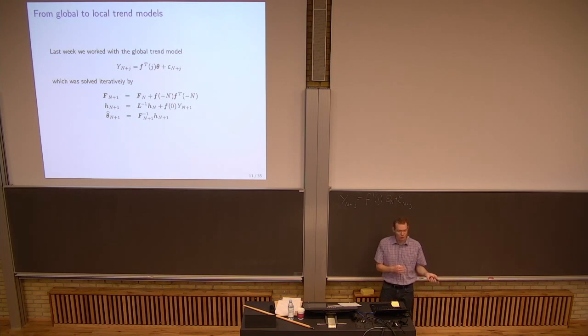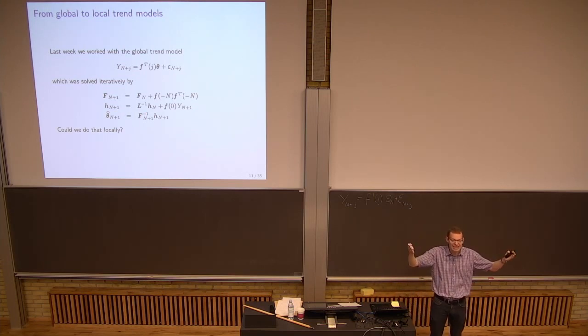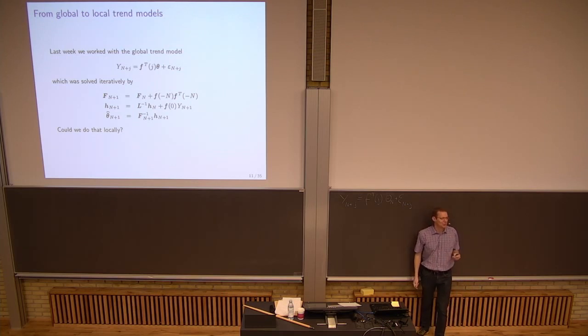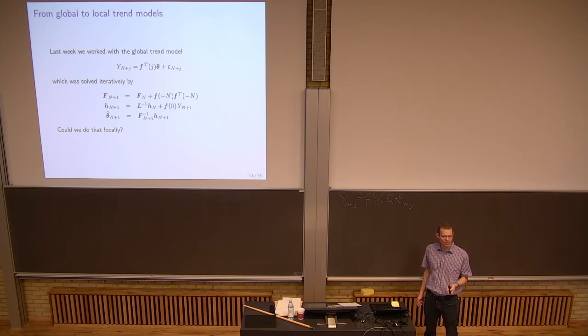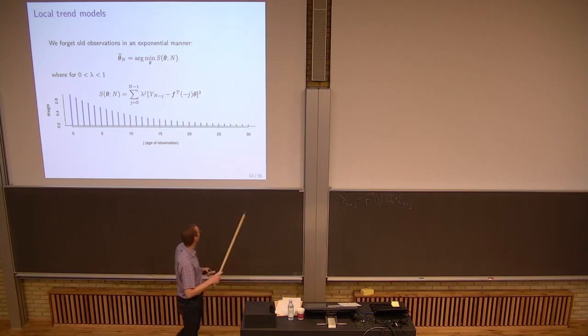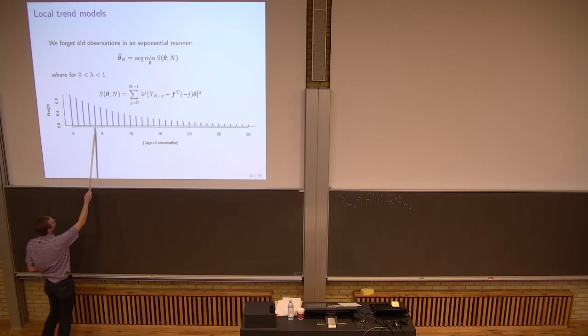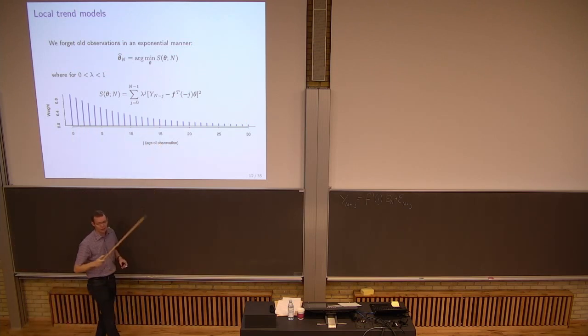I will get back to the global trend model a couple of times, but could we do this locally? And that is an obvious yes. You could all scream it out loud, that'd be okay. But of course we can do that locally. What is the easy way of doing it? Well, the easy way of doing that is to just assign some weights to the different observations that we have. One way of doing that would be to have so-called exponential weights. So we just start with a weight of 1 for the most recent observation, and then the further back in time we go, the less weight we add on it.